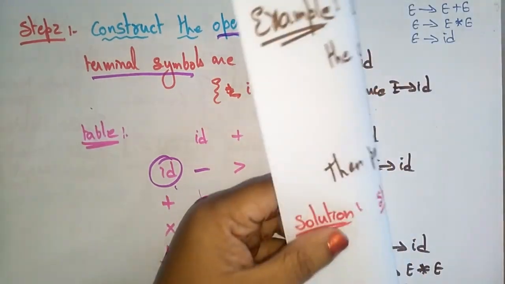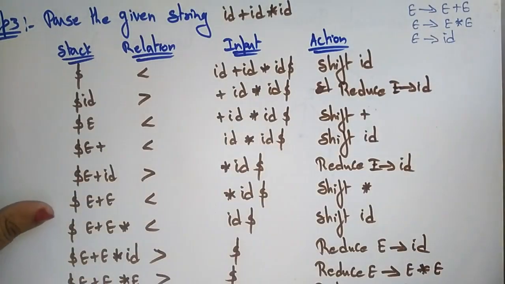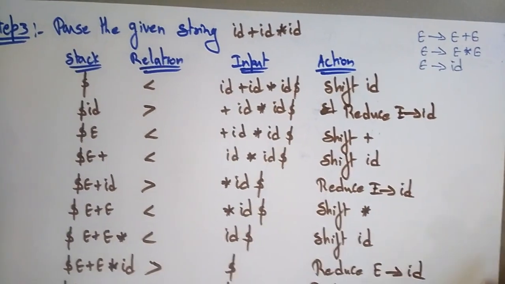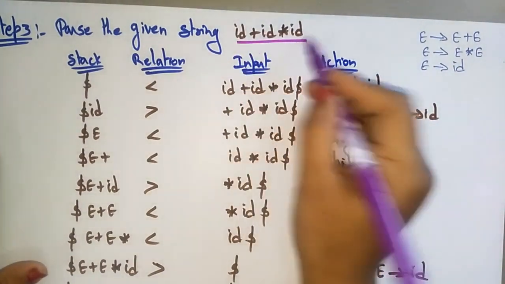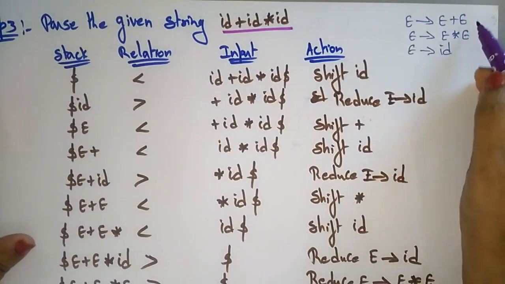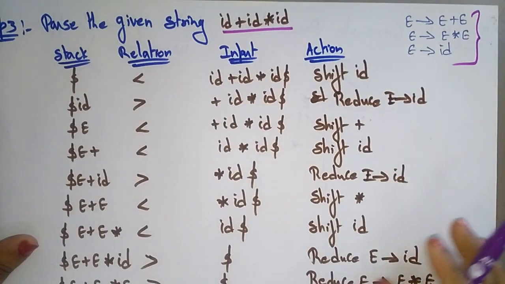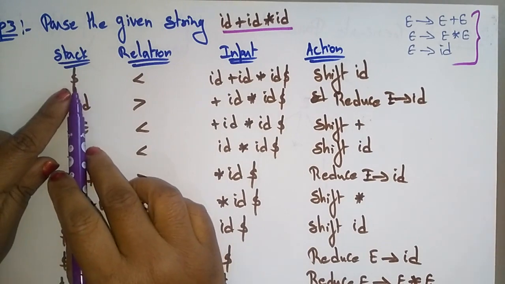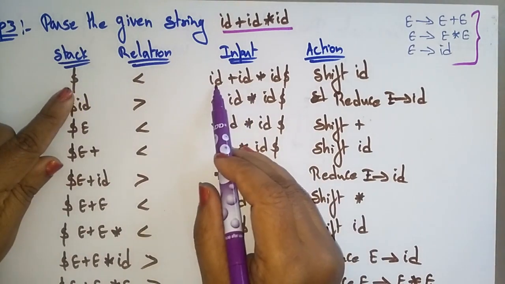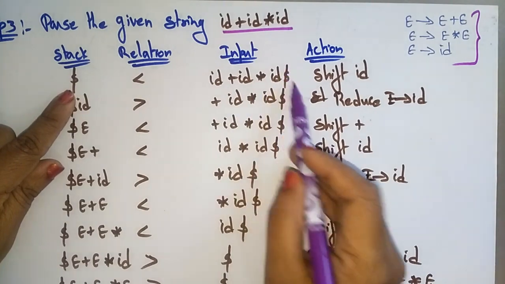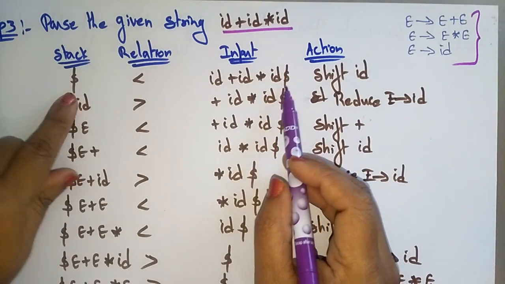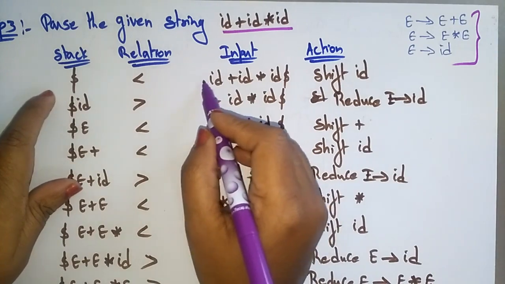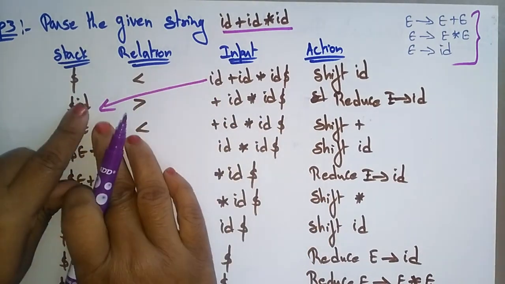Now step 3. The step 3 is we have to parse the given string based on the table. So how am I going to parse? Let's take the string as an input string, and this is the grammar. Now the stack first contains the dollar and the input string is ID plus ID star ID dollar. So first I have to shift the ID onto the stack. So I shifted ID to the stack.